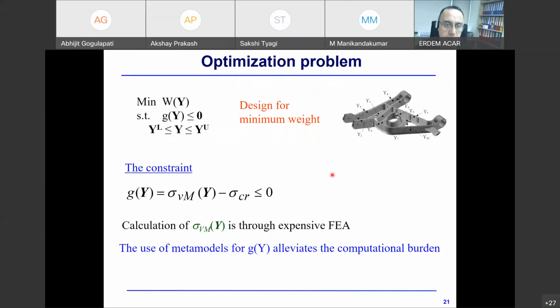Our optimization problem aims for minimum weight. That is, we want to minimize the weight of this control arm such that the maximum von Mises stress developed in this control arm doesn't exceed some critical stress. Over here, we used yield stress. Since the calculation of this maximum von Mises stress is through an expensive finite element analysis, we used meta models or surrogate models in order to alleviate the computational burden.